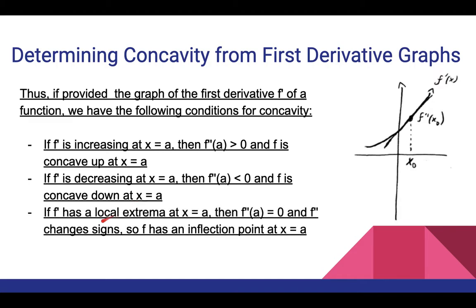If our first derivative has a local extrema at x equals a, then that's going to indicate that the slope of our tangent line to the first derivative is 0, and thus that our second derivative at that point is equal to 0. And as a result, if we see that our second derivative changes signs, meaning the first derivative goes from increasing to decreasing, or vice versa, f will have an inflection point at x equals a. And again, I can't emphasize this enough. This all goes back to the idea that the slope of the tangent line to our graph of the first derivative is nothing more than our second derivative at that specific point.